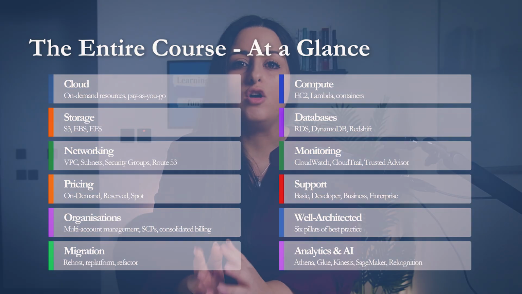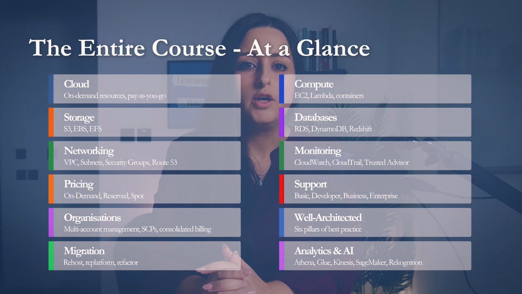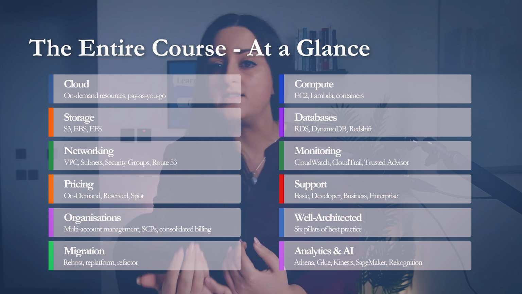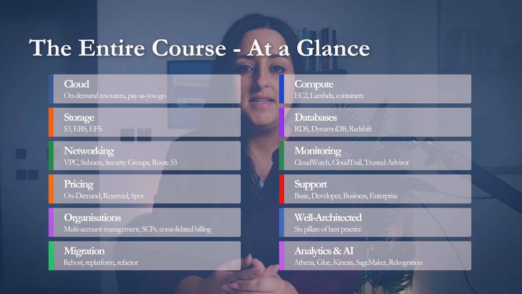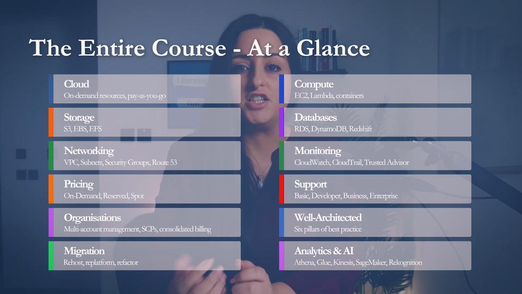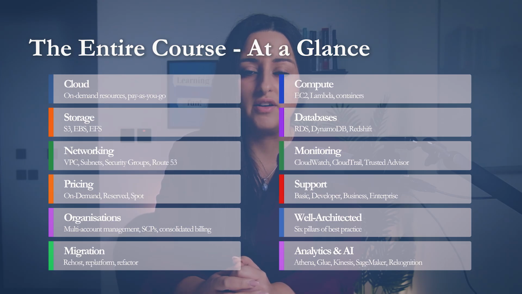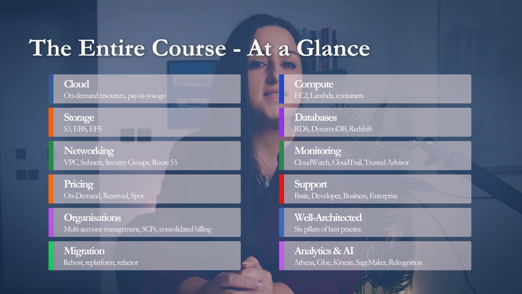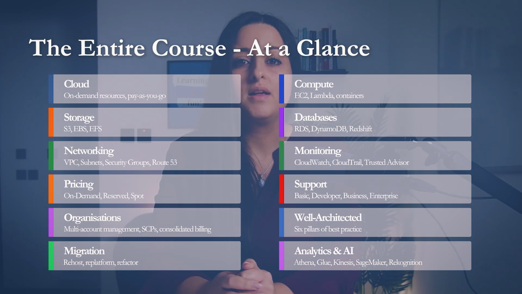So let's zoom out and recap quickly. So cloud is on-demand resources that you pay as you go. Compute includes EC2, Lambda, containers. For storage, we have S3, EBS, EFS. Databases, we have RDS, DynamoDB, Redshift. Networking, we have VPC, subnets, security groups, Route 53. For monitoring, we have CloudWatch, CloudTrail, Trusted Advisor. And for pricing, we have on-demand, reserved, spot. Support, we have basic, developer, business, enterprise. And for organizations, we have multi-account management.